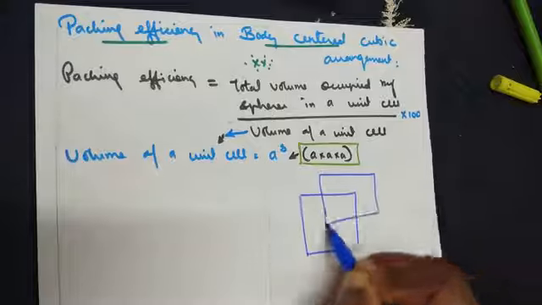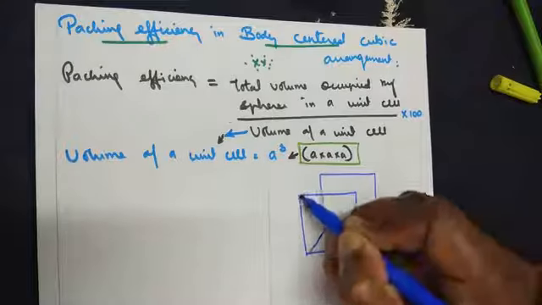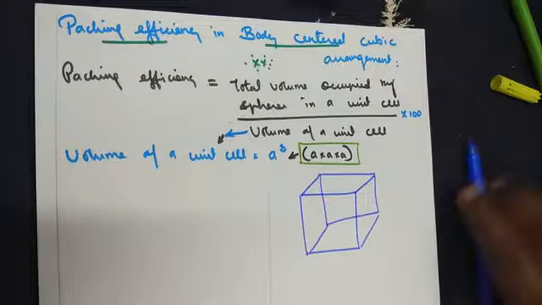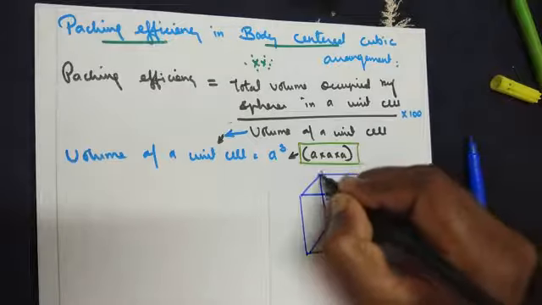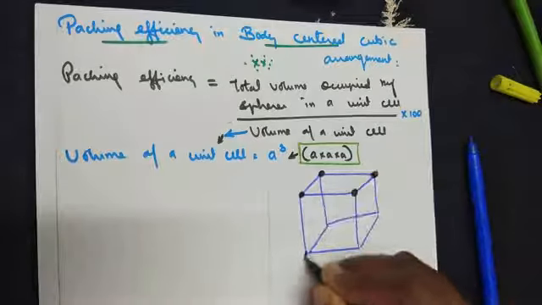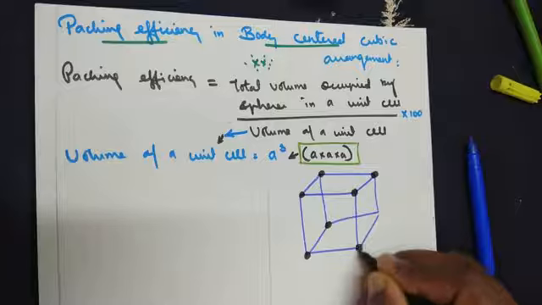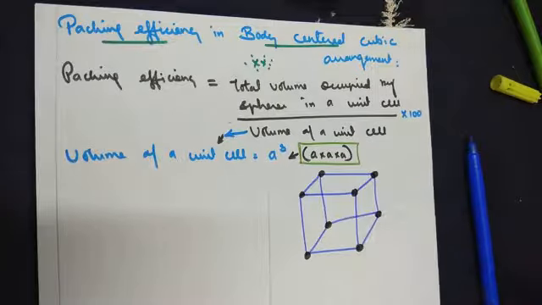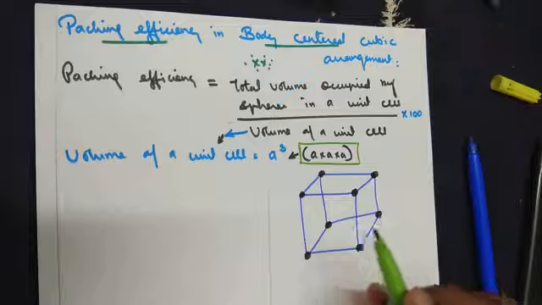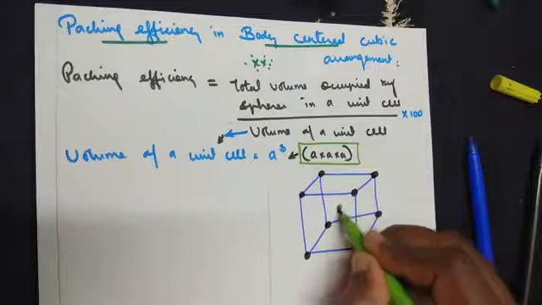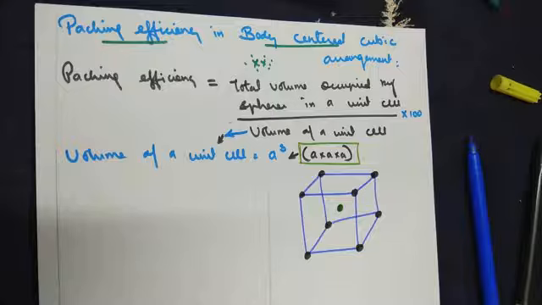If we take this to be the cube, how many corners are there? 8 corners are there. Done. Now, when we say body-centered cubic, how many atoms will be there within the body of a unit cell? Only one atom will be there.